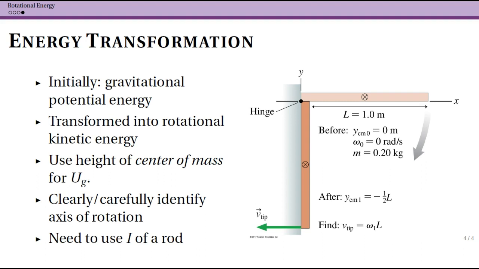The last thing to remember is that because we're transforming gravitational energy into rotational kinetic energy, we need to use the moment of inertia of the rod, right? It's rotating, it's not just translating, and the rotation is then going to be I, and you can look that up in the table to know what it is for a rod.